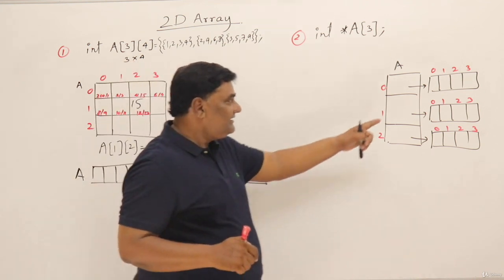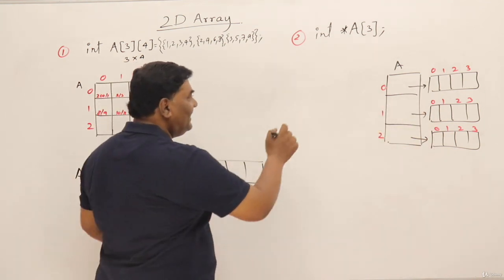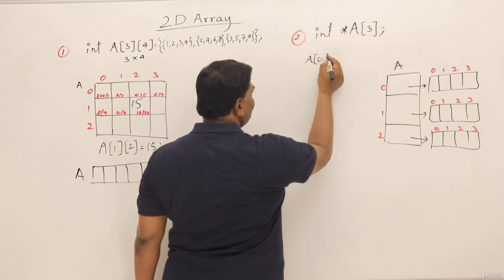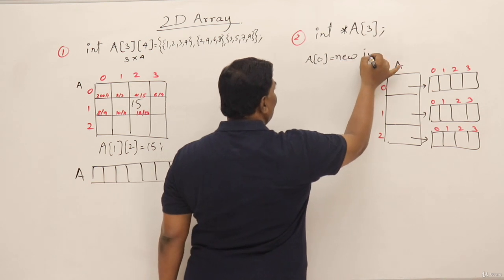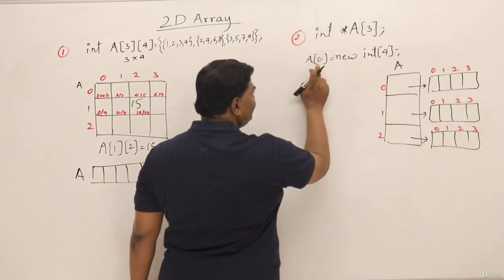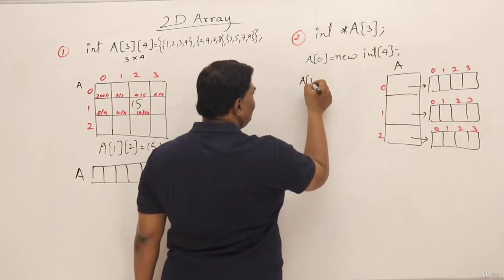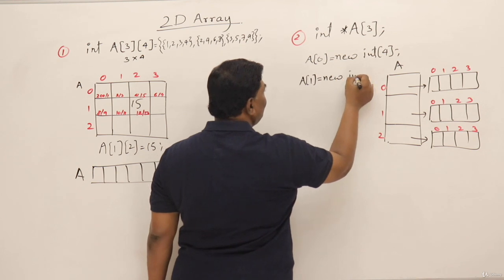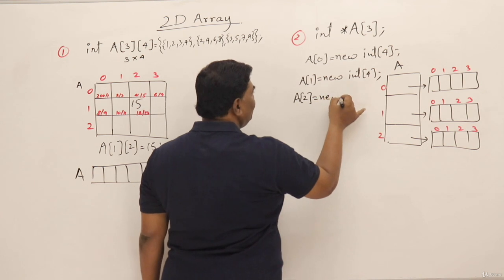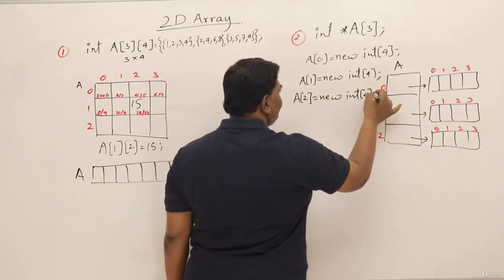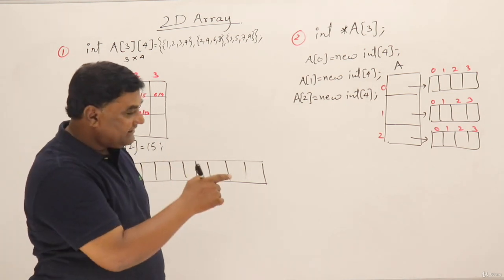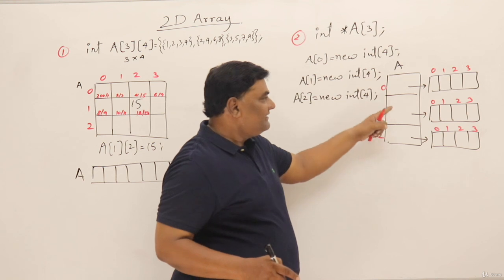Let us see the syntax of how I can create these arrays. So I have an array of size 3. In continuation of this, I should say a of 0 assign new int of size 4. So an array of size 4 will be created whose address will be stored in a of 0. Similarly, I should do it for a of 1 assign new int of size 4, and for the next location a of 2 assign new int of size 4. So I should create memory in heap for all those 3 arrays, and this array will be present in the stack, so it will be pointing there.